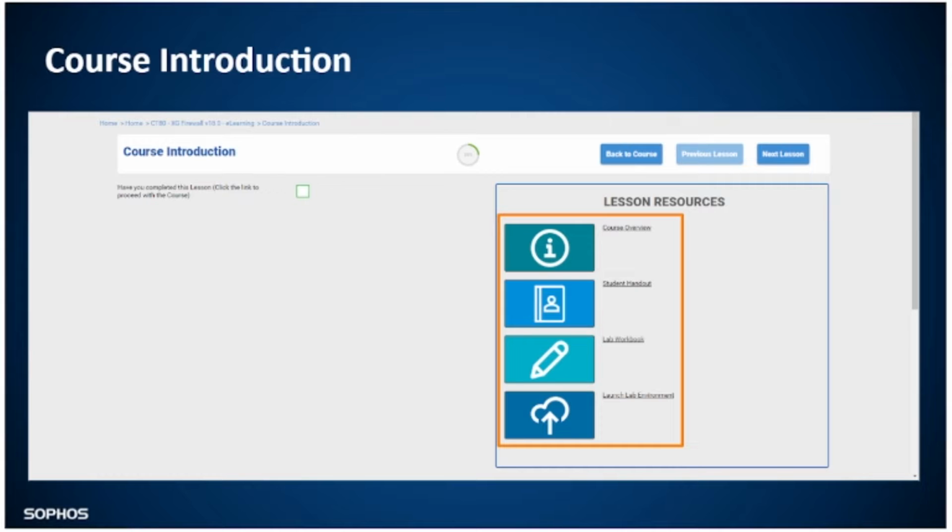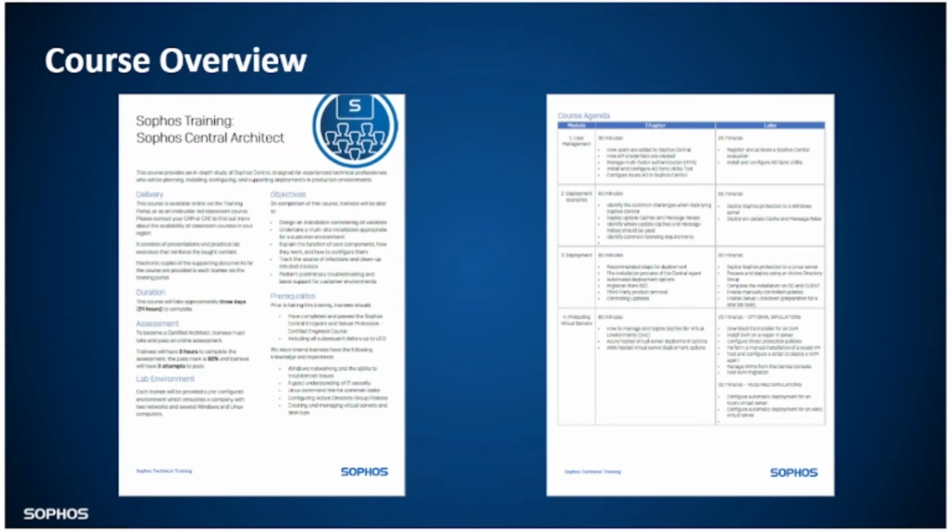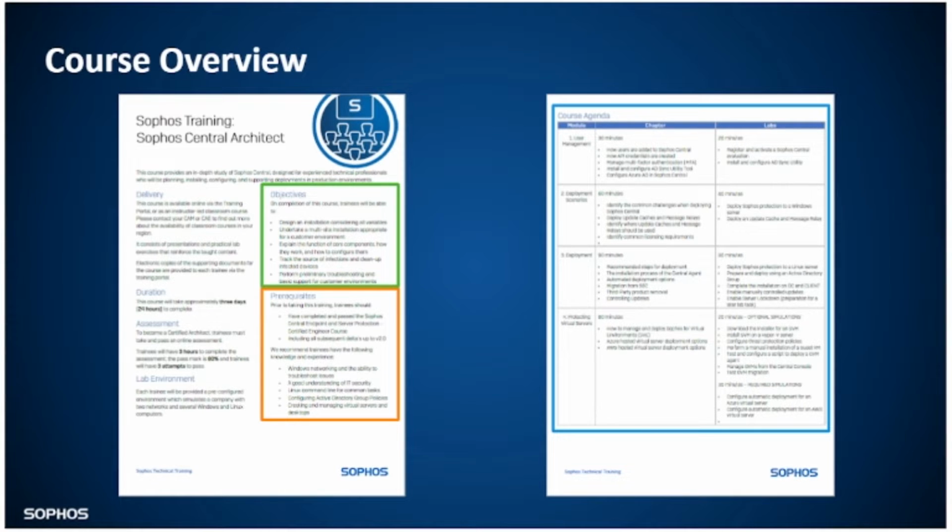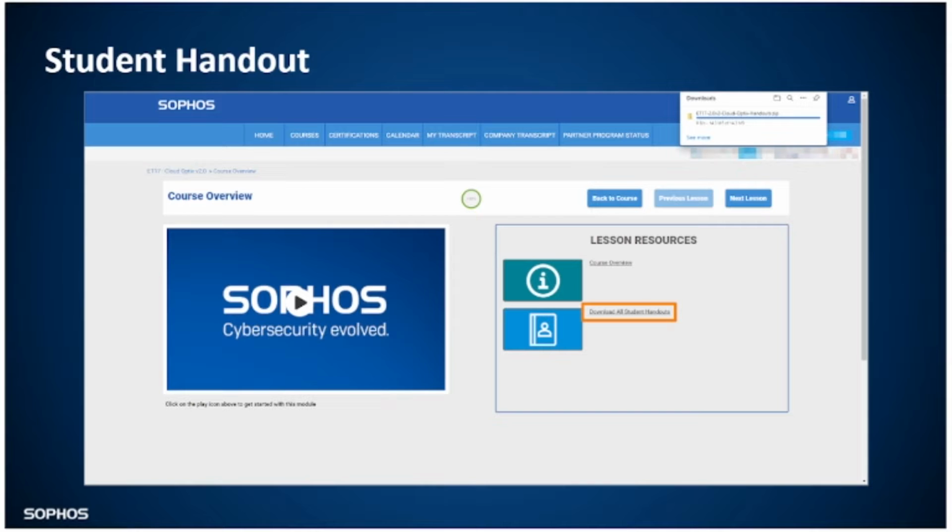The resources displayed will depend on the course you are taking. For example, some courses do not include simulations or a lab environment. The course overview has all the details for the course, including the objectives, what you should be able to do once you have completed this course. Prerequisites, what we recommend you should know before getting started. And the course agenda. For some courses, all the theory handouts can be downloaded in a single zip file using the Download All Student Handouts link as shown here.